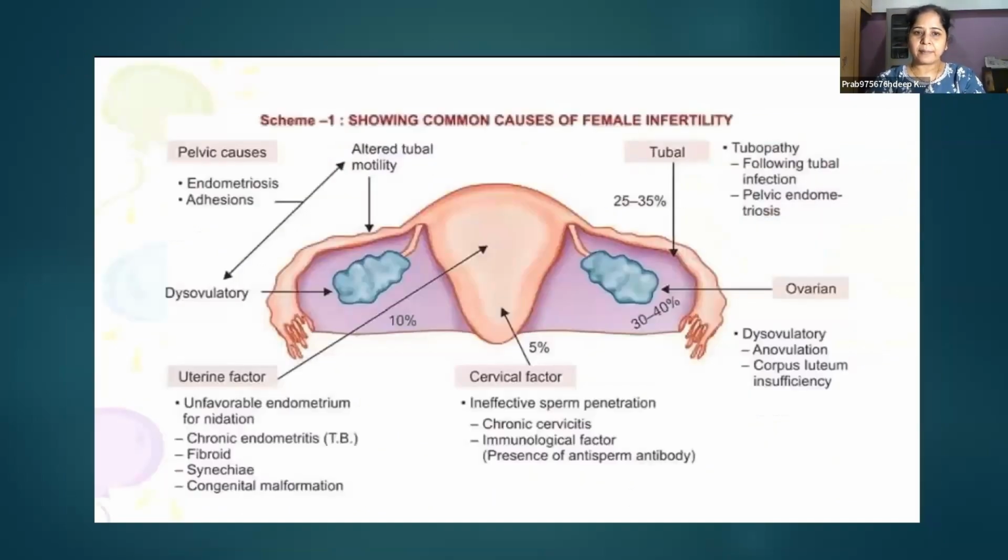Here, this diagram has summarized these factors in a very nice way. You can see the uterine factors, which are responsible for 10% of cases, include chronic endometritis, fibroids, synechiae, and congenital malformations. The cervical factors, which contribute to 5% of infertility, include ineffective sperm penetration, chronic cervicitis, and immunological factors, that is, the presence of anti-sperm antibodies.